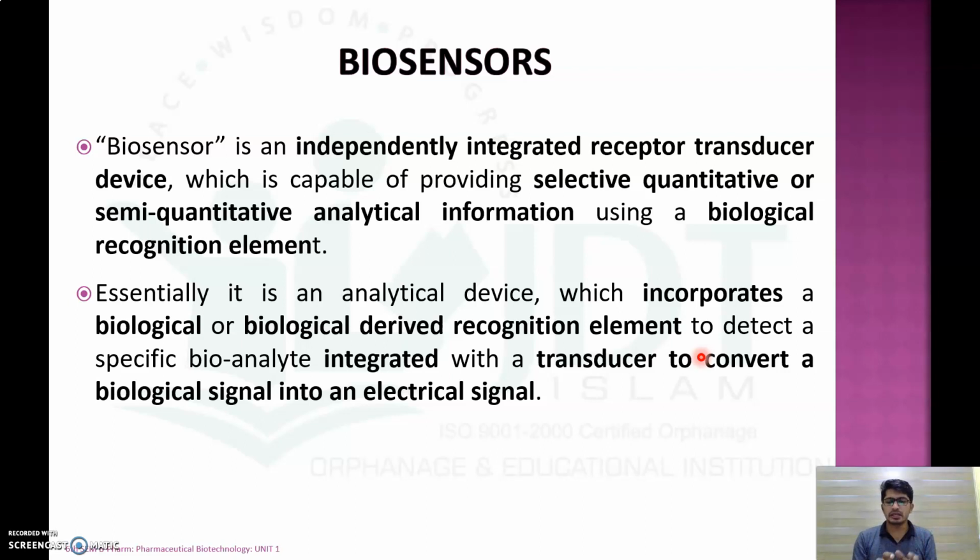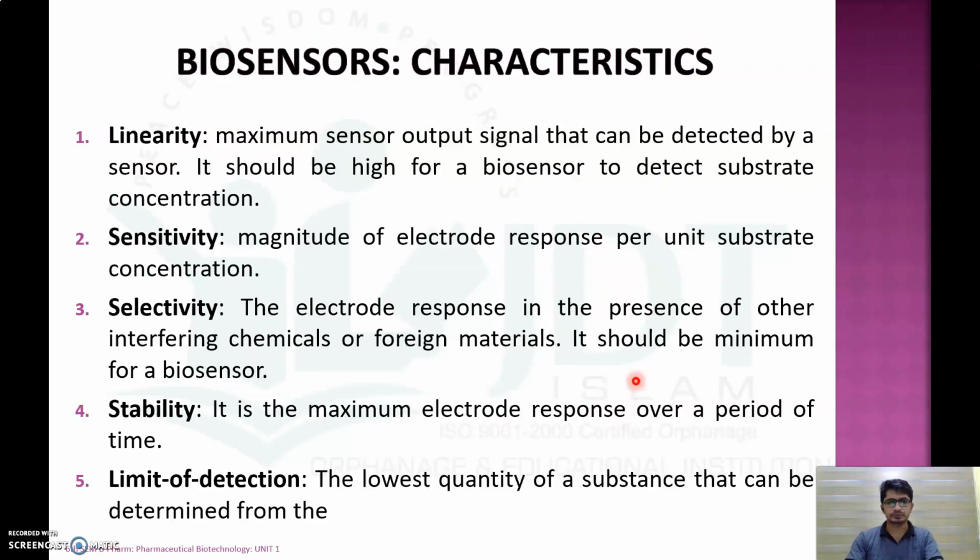Simply put, it will bind with some biological recognition elements, and it will convert the product formed during the binding of the biological analyte with the recognition element into an electrical signal by combining with a transducer. Now, what are the characteristics of a biosensor?